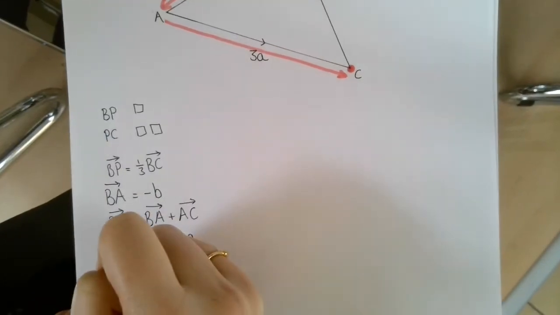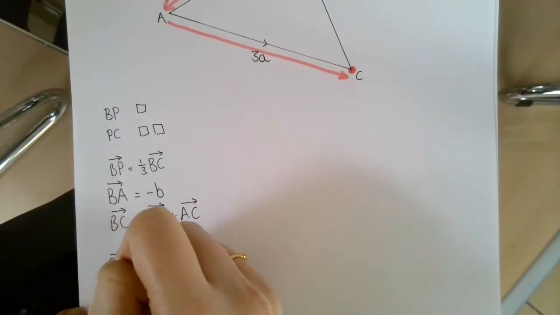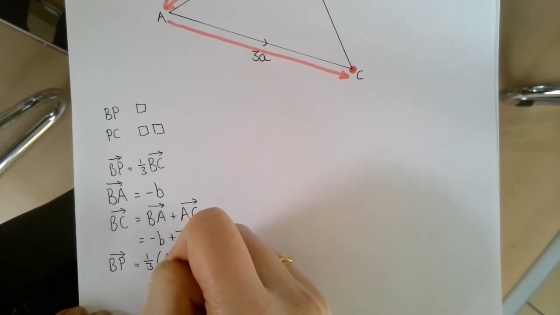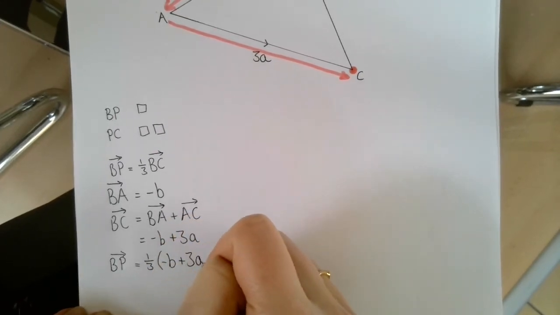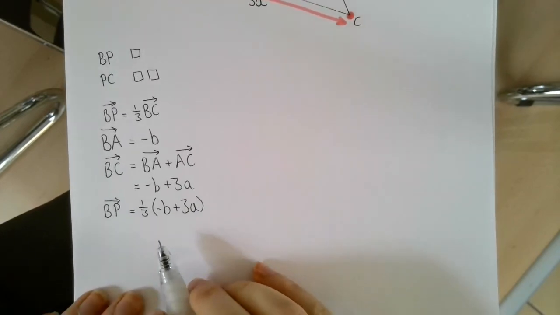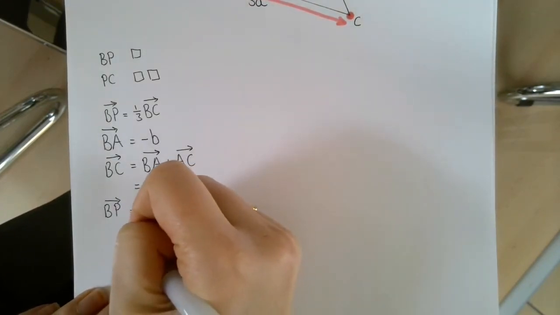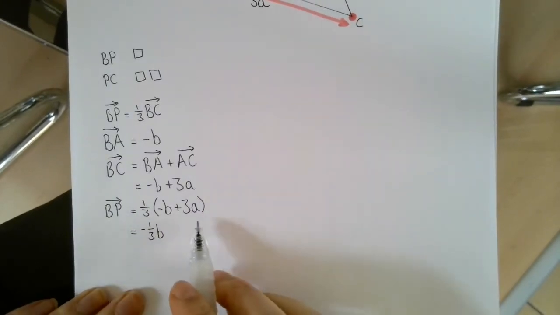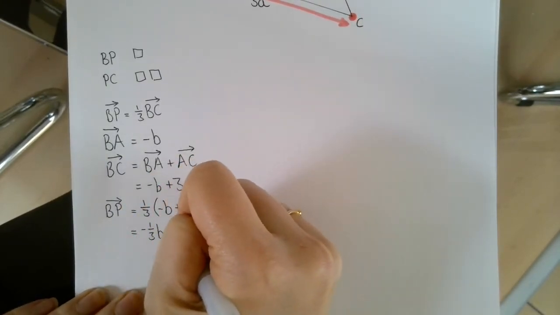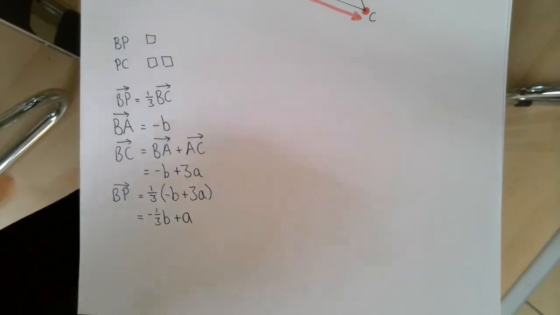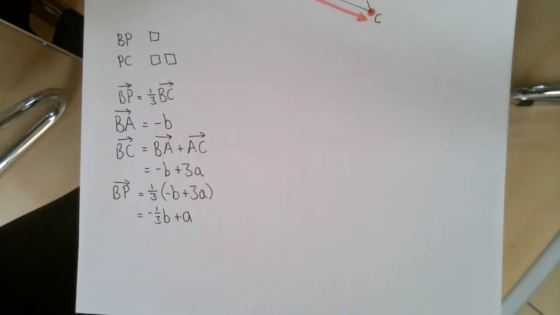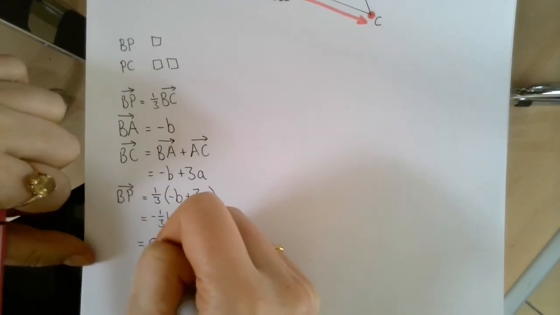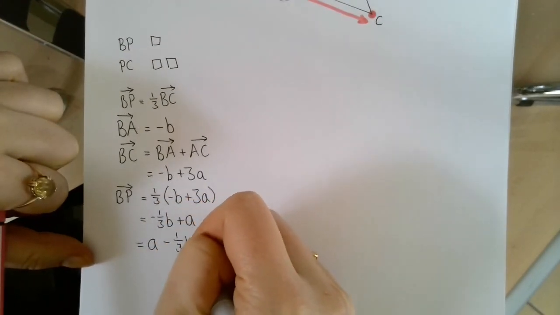So my vector BP is going to equal 1/3 of that, so 1/3 of minus b plus 3a. 1/3 of minus b is negative 1/3 b. 1/3 of 3a is just a. So my answer is negative 1/3 b plus a, or a subtract 1/3 b.